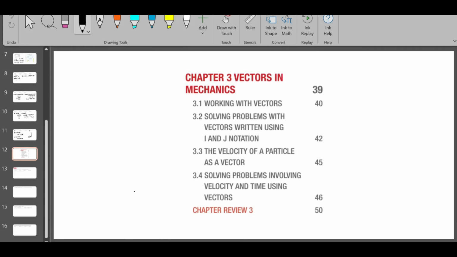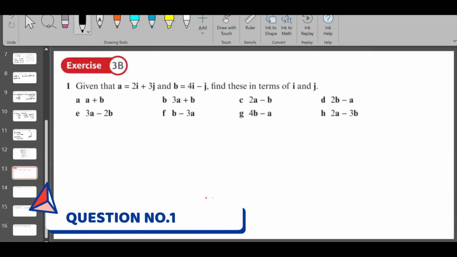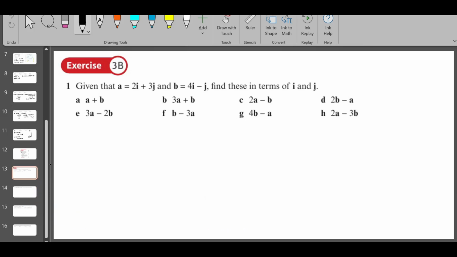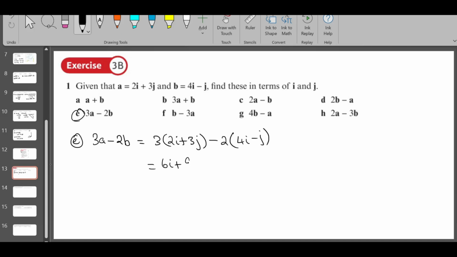We have completed 3.1 already. Let's look at 3.2, solving problems with vectors written using i and j notation. They want you to find in terms of i and j, just an easy one. For example, E, 3a minus 2b is 3 times, write the a vector, 2i plus 3j, minus 2b, 4i minus j. Open the bracket and simplify the like terms: 6i plus 9j minus 8i plus 2j. 6 minus 8, 9 plus 2 is 11j.